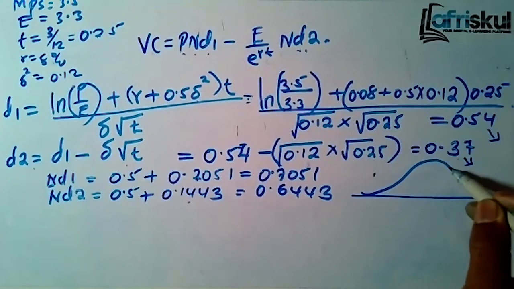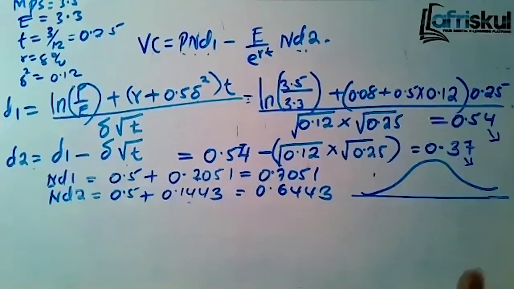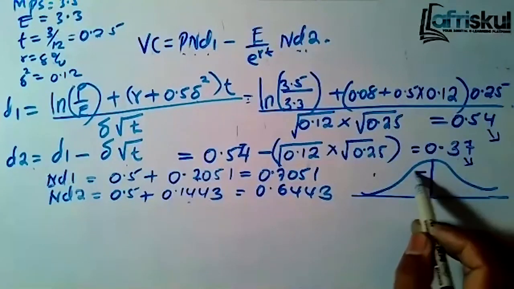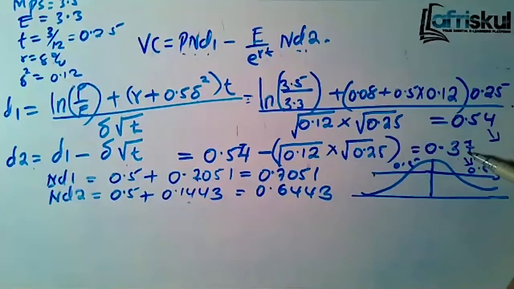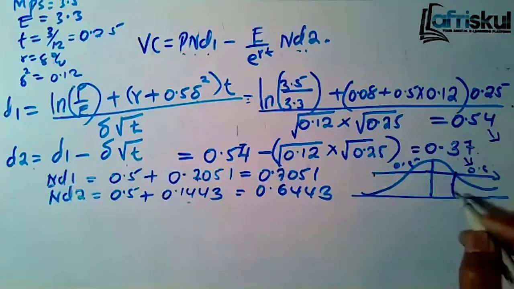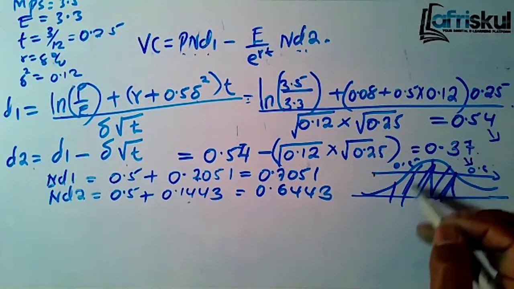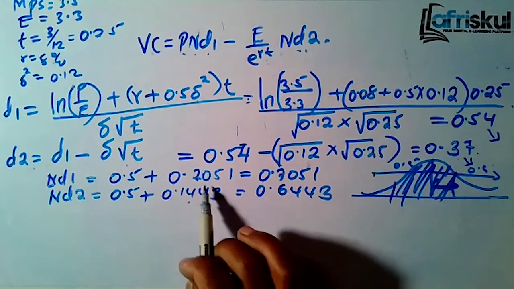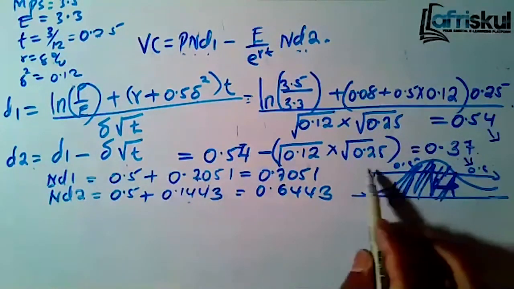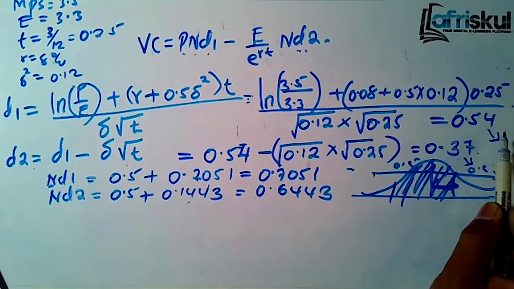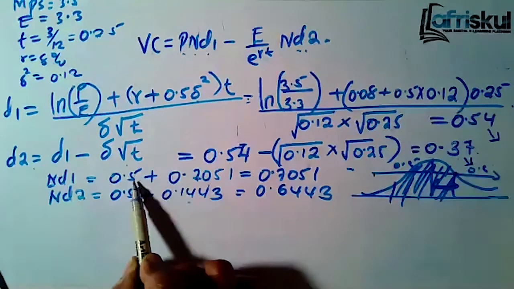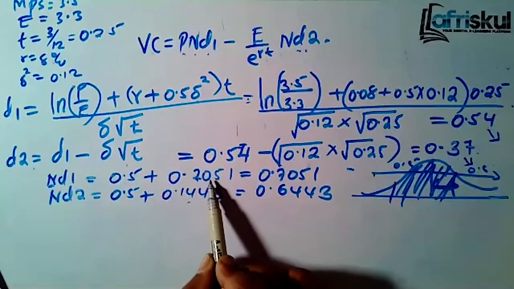Let me take you back to the normal distribution. Remember, it's always divided into 2: 0.5, 0.5. If you get 0.54 and 0.37 being positive, that means they are on this side. So that means you have to add all this, you get this, which was 0.2051, and then you add the remaining half. If it was a negative, negative means it's on the lower side. You could have deducted. Assuming it was negative 0.54, you could have taken 0.5 minus 0.2051.